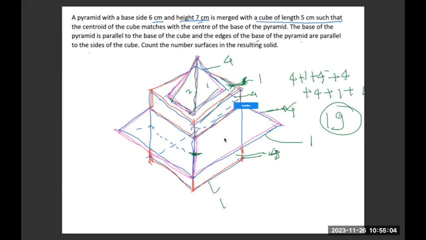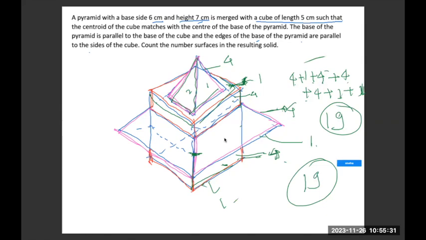After that, this cuboid part that you see, this one, will have 4 surfaces. The pyramid will have 4 surfaces. The bottom of the pyramid will be 1 surface. The lower part, which is this much part, will be 4 surfaces, and the base and the bottom of the cube will be 1 surface. So 4 plus 1 plus 4 plus 4 plus 4 plus 1 plus 1. That comes up to 19 surfaces total.